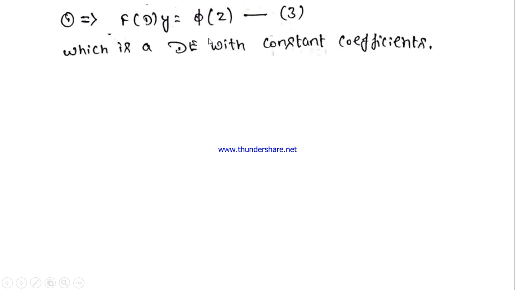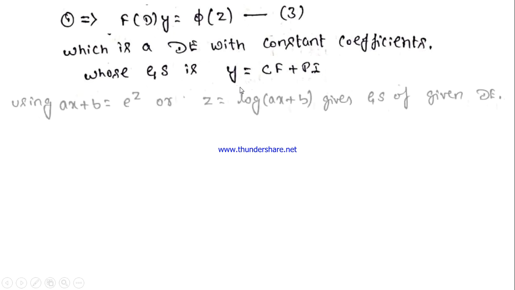Its solution is found by finding the complementary function and the particular integral, with y equal to CF plus PI. But it will be a function of z. We want our solution back in terms of x. For that, I should use the transformation back. That is, wherever ax plus b is there in my solution, that should be replaced by e power z, or wherever z is there, that should be replaced by log of ax plus b. That gives the general solution for the given differential equation.